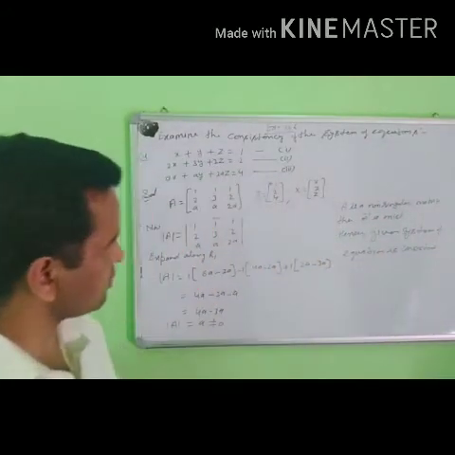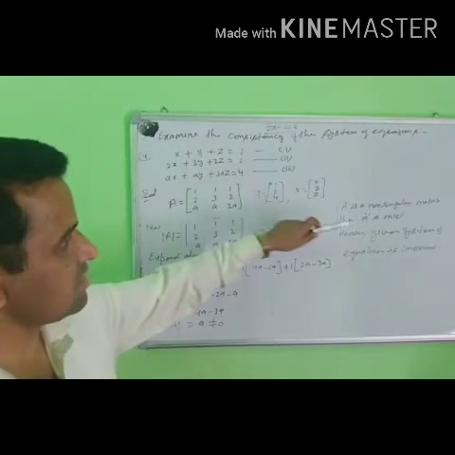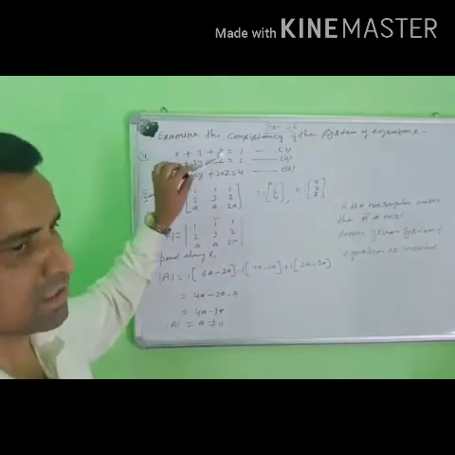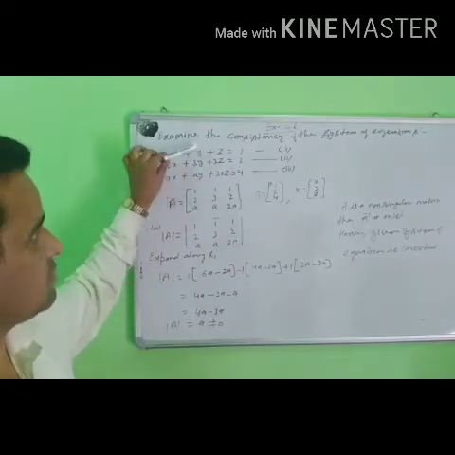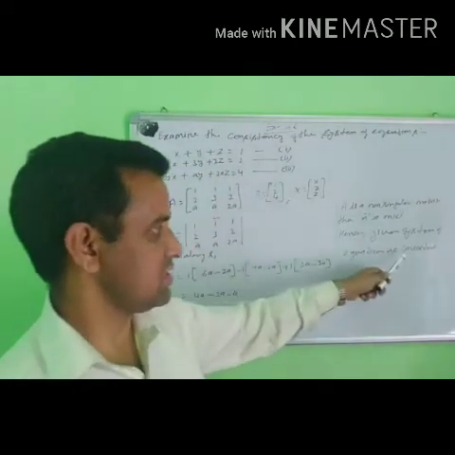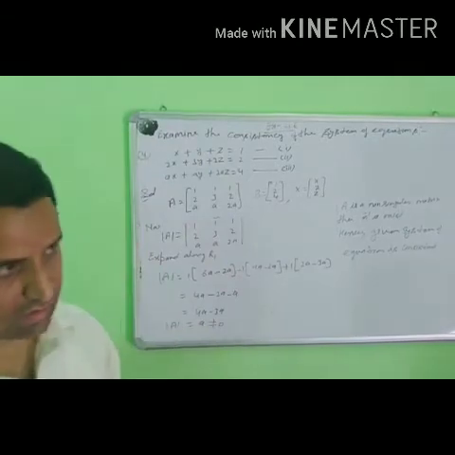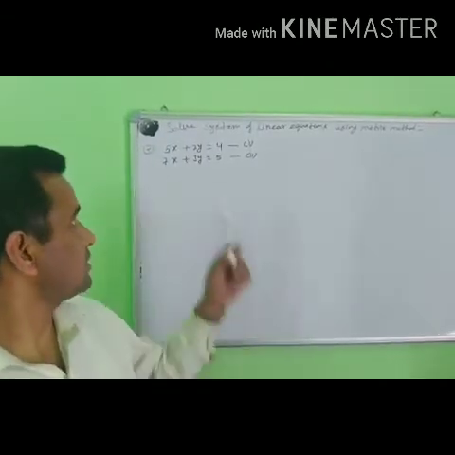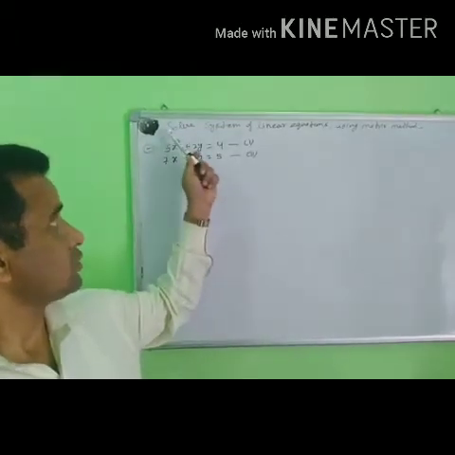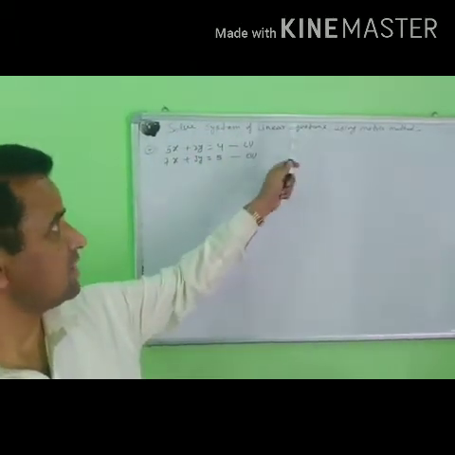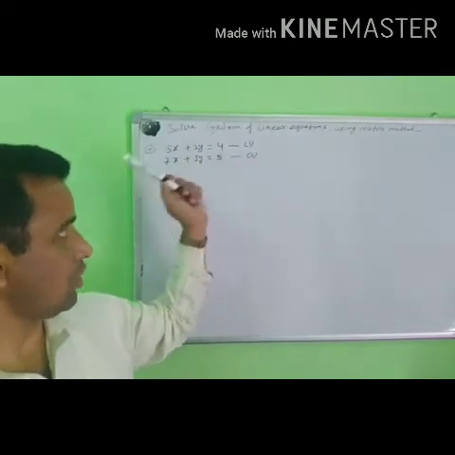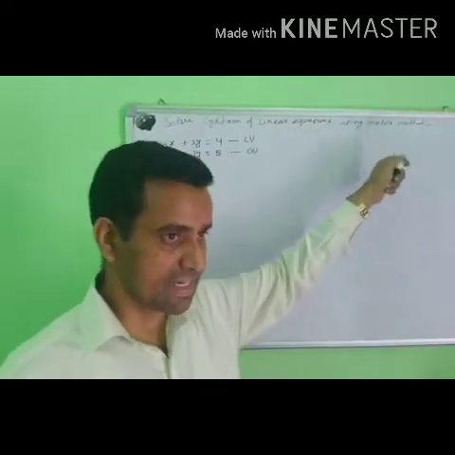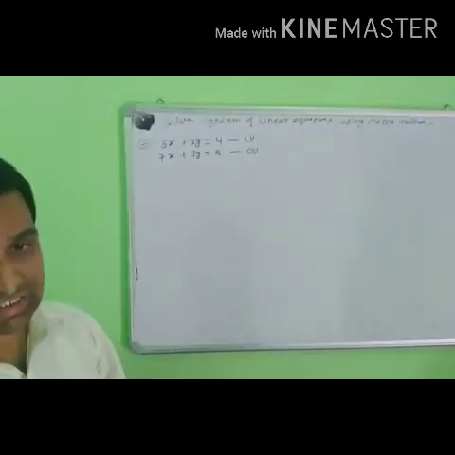Which type of equation is this? Consistent means the inverse exists, then the equation has a solution, and so the equation is consistent. Then the next question. Yes, next I am taking the 7th question. Solve the system of linear equations using the matrix method. Don't use the algebraic method here.